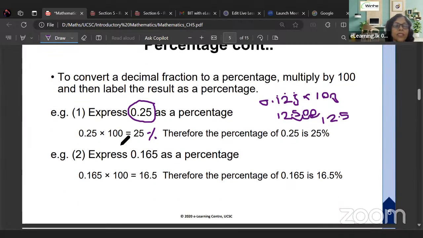Here you can see 0.165 as a percentage. When you multiply it by 100, you get 16.5. You can write it as 16.5 percentage.